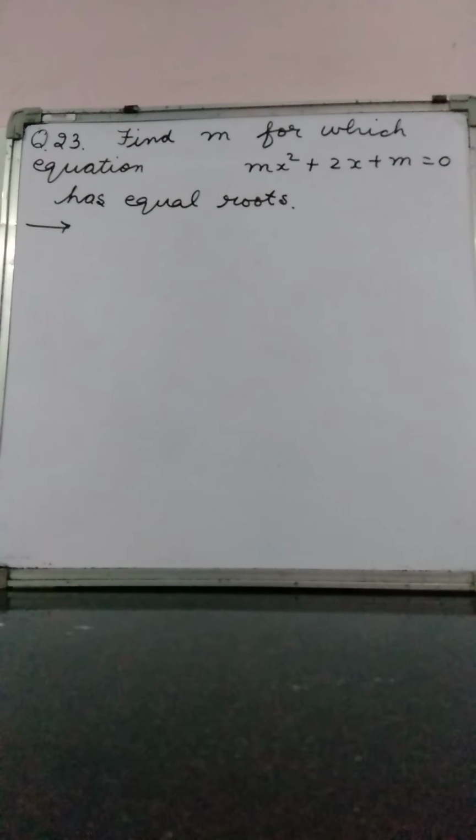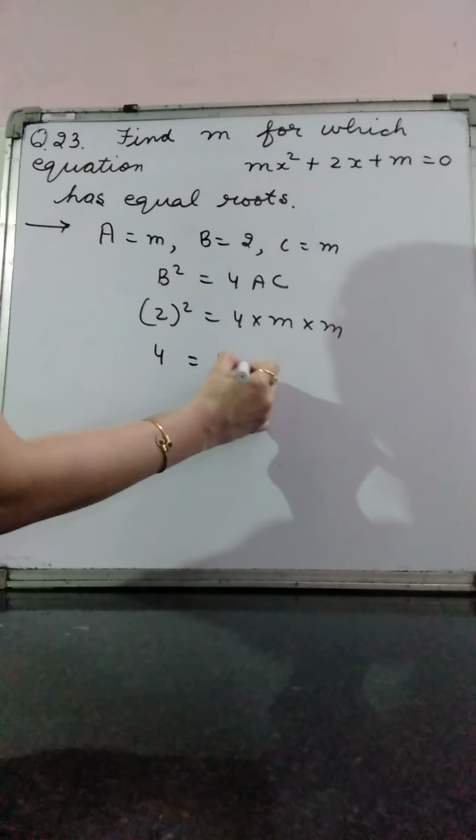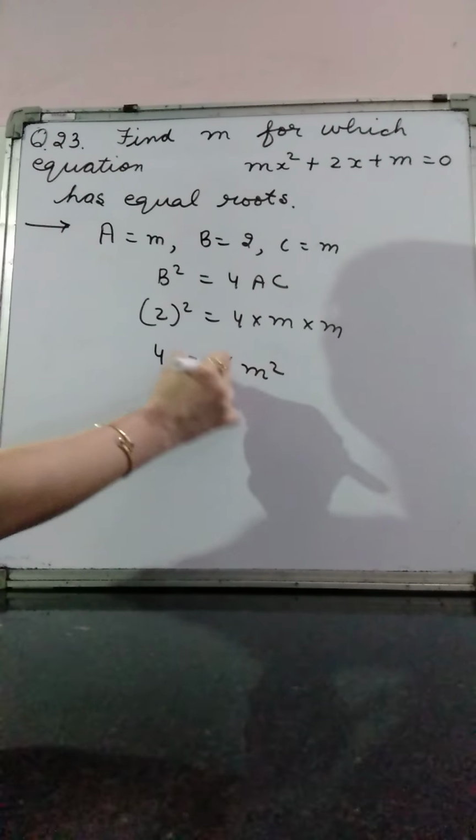Next question is find m for which this equation has equal roots. Compare and write the values of a, b and c. Apply the condition for equal roots. b square is equal to 4ac. The value of 2 square is 4. Cancel. On taking square root, the value of m is plus minus 1.